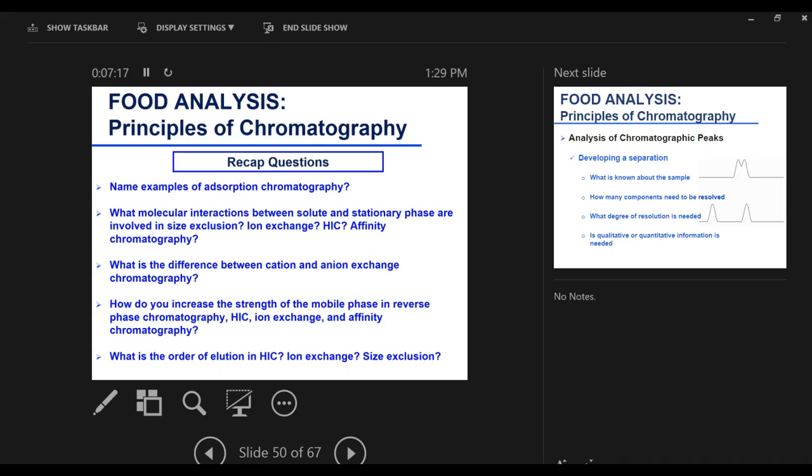What is the difference between cation and anion exchange chromatography? Well, it's the difference in your column, whether it's positive charge or negative. So when it's a cation exchange chromatography, is your stationary phase positively charged or negatively charged? Negatively charged. Good. Yes, cation exchange means we're exchanging cations, so the chromatographic column should be negatively charged. So the opposite is true for anion exchange.